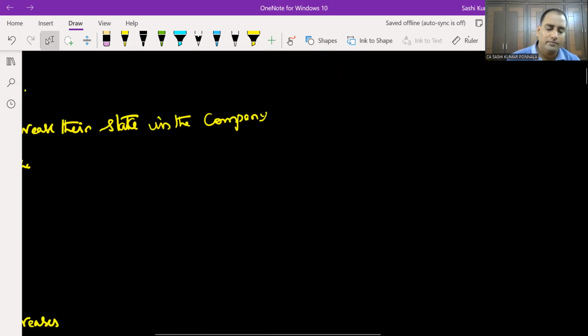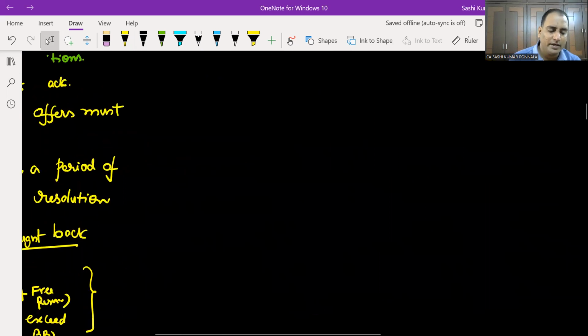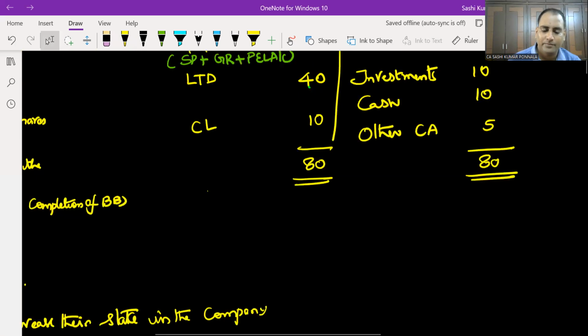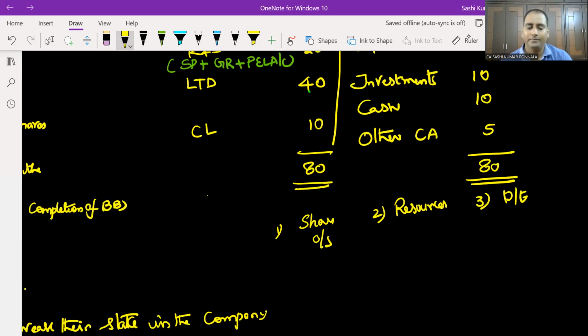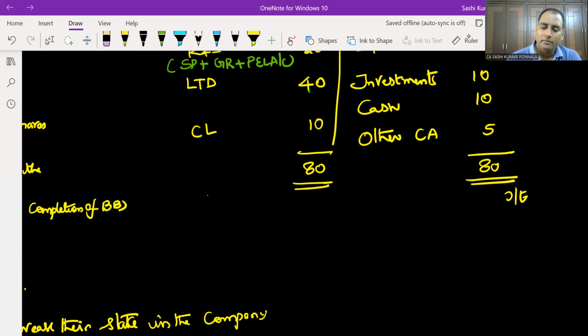So first one, shares outstanding test. Second one, resources test. Third one, debt equity ratio test. So we will look at each and every test individually.